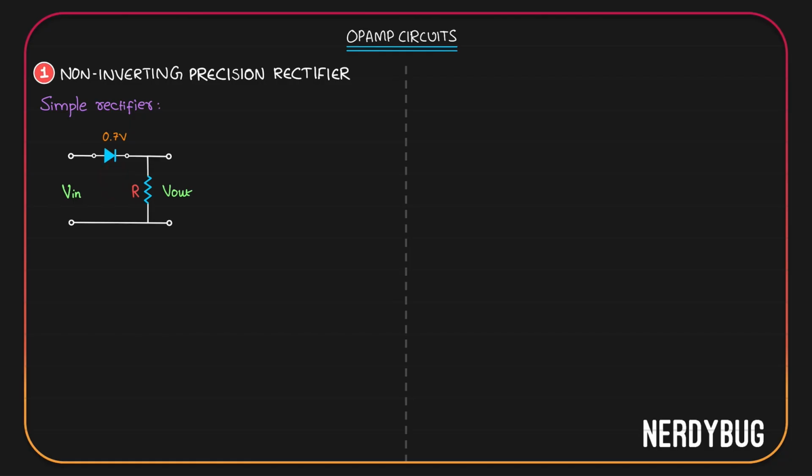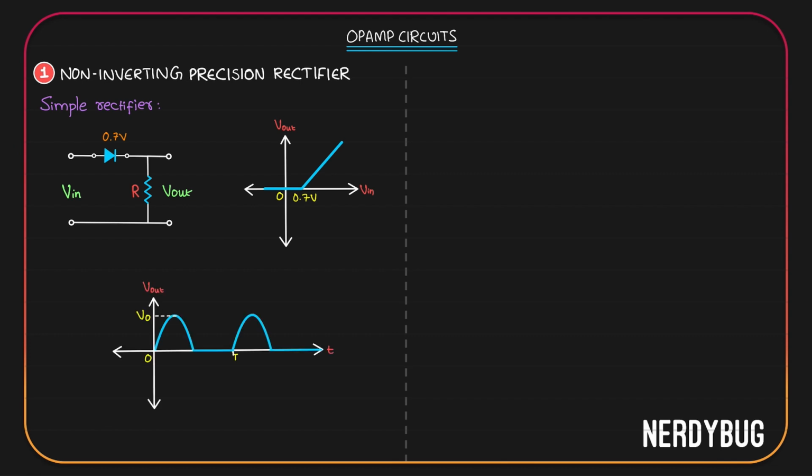The transfer characteristics will look like this. It will only transfer positive input voltage that is greater than 0.7 volt. Instead of looking like this, the output will look like this. Now, what if the signal is so small that its amplitude is less than 0.7 volt? Then this circuit will not work. It will not pass any of the signal through it. So let us build a circuit using Opamp that will rectify even very small signals.